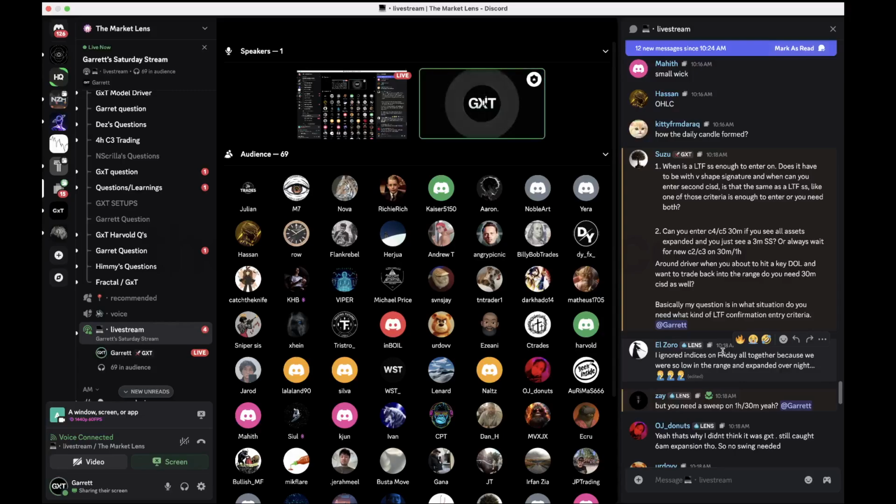Can you enter if you see loss expanded? Oh yeah, if you see a strength, so like if your lower time, let's say the other assets all expanded something, and then you see a strength switch, yeah, you can enter it. Probably should get there with speed, typically.